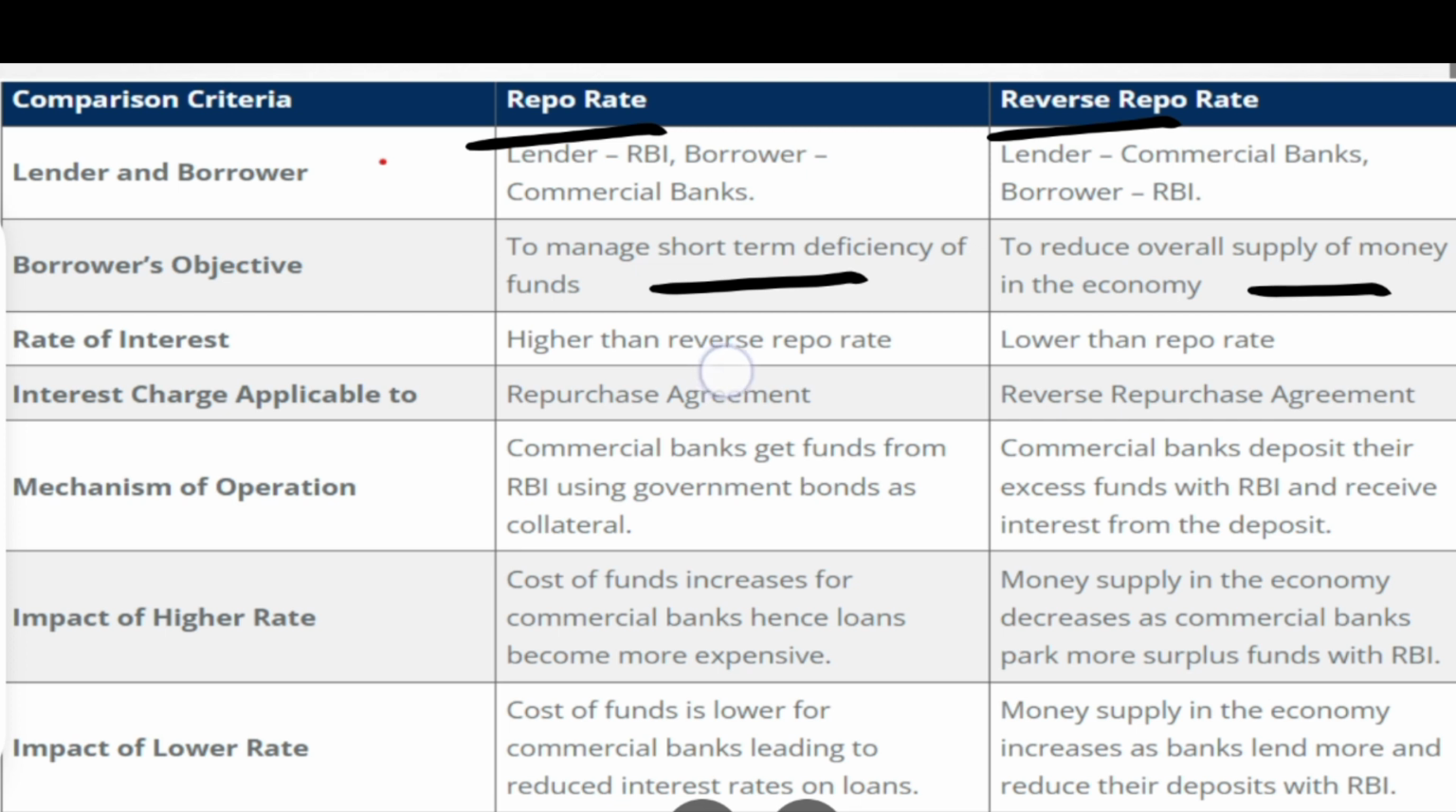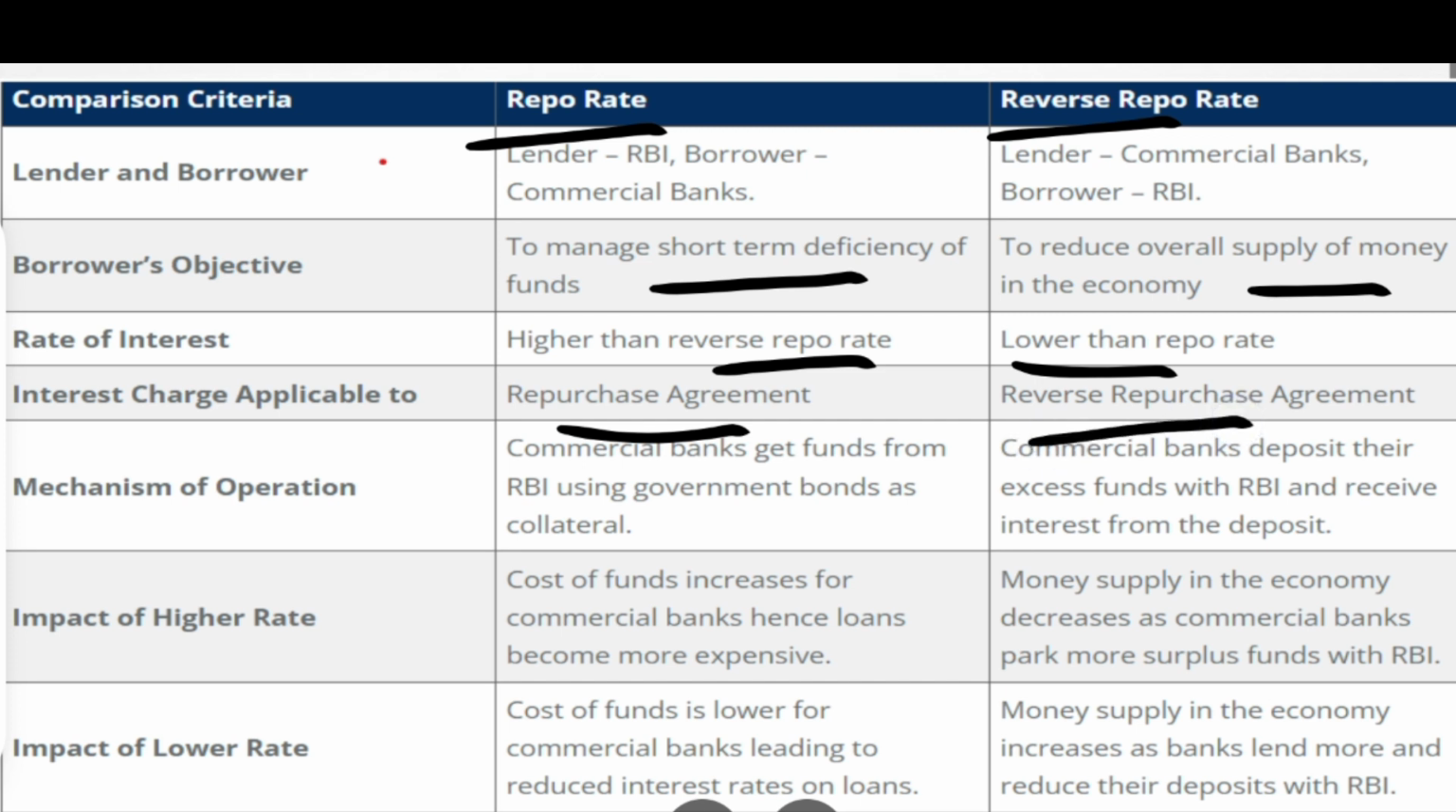The rate of interest of repo rate is higher than the reverse repo rate, and the rate of interest of reverse repo rate is lower than the repo rate. The full form of repo rate is repurchase agreement. The full form of reverse repo rate is reverse repurchase agreement.